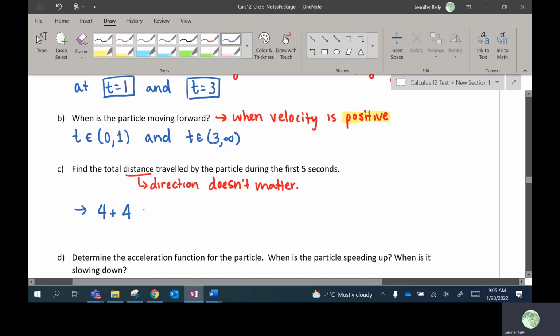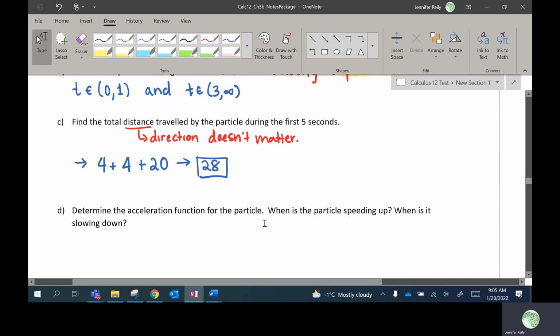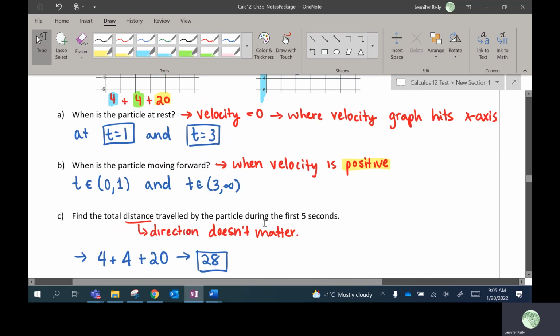Four plus 4 plus 20 is 28 meters, or whatever unit. They don't give us a unit here, so let's say 28. Determine the acceleration function for the particle. When is the particle speeding up and when is it slowing down? That's an important one. Let's start with the acceleration function first.